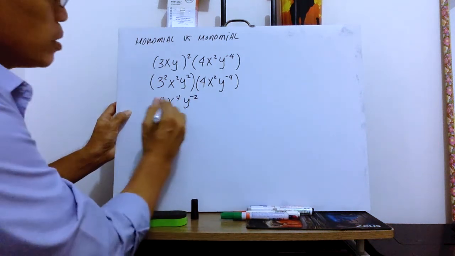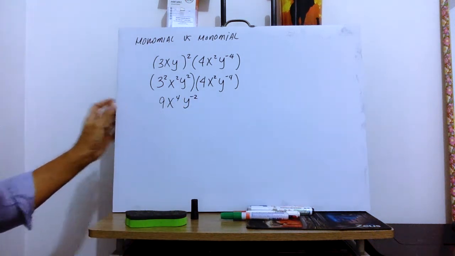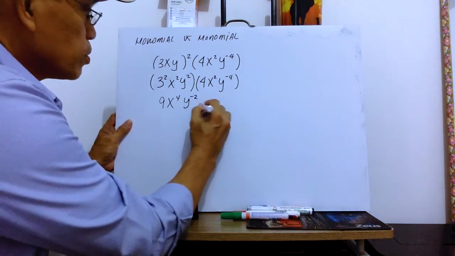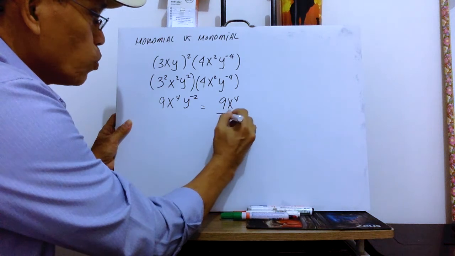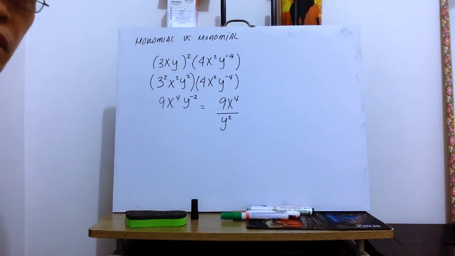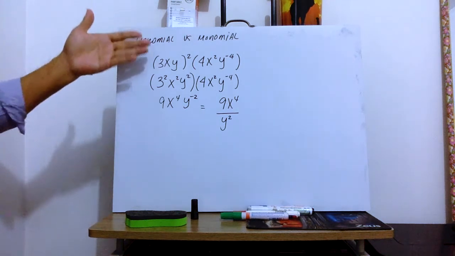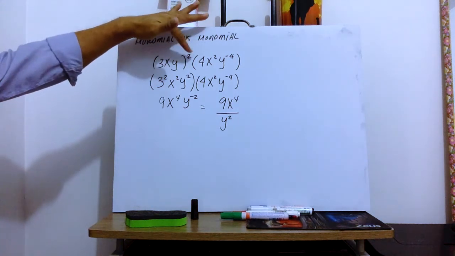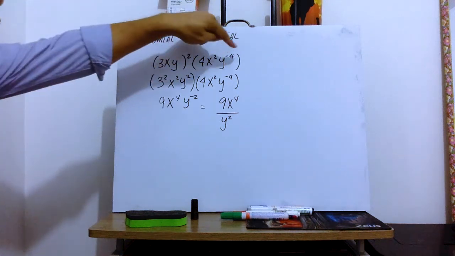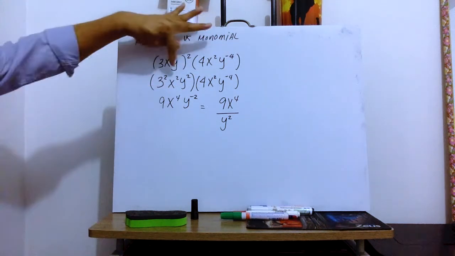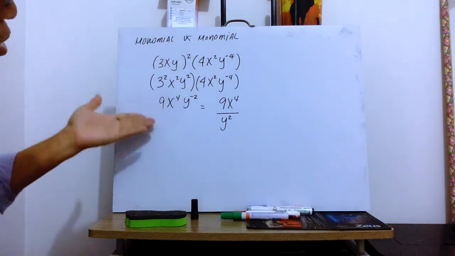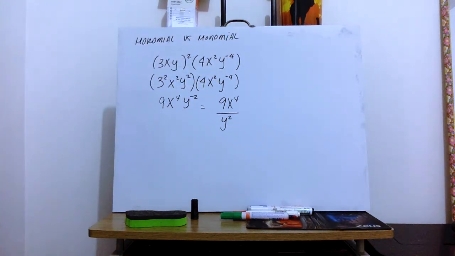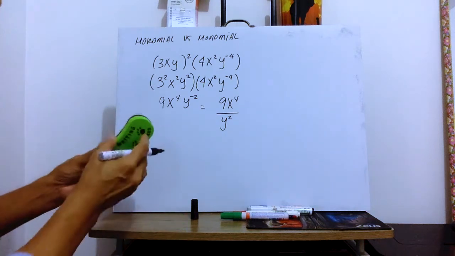Now this is already correct, but we can still simplify it. The proper way to write it is 9x to the 4th over y squared. As much as possible, all our exponents should be positive. Let's check again: 3 squared, x squared, y squared, and then 4x squared y to the negative 4. That's 9. That's x to the 4th. That's 2 minus 4, that's negative 2. So that's the answer. Next.